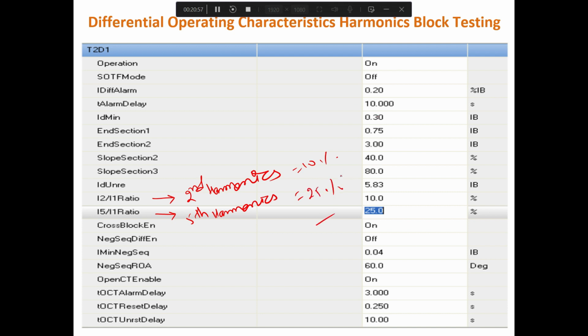What does it mean? It means that if in the current the content of second harmonics is more than 10%, the relay will not issue a trip command and it will simply block. Similarly, if the content of fifth harmonic is more than 25%, then the relay will not issue a trip command, it will simply block. Now, how to check this differential relay blocking through second harmonics and fifth harmonics?